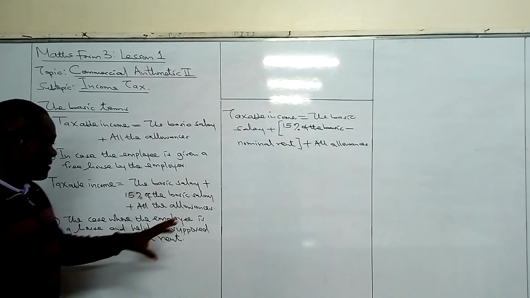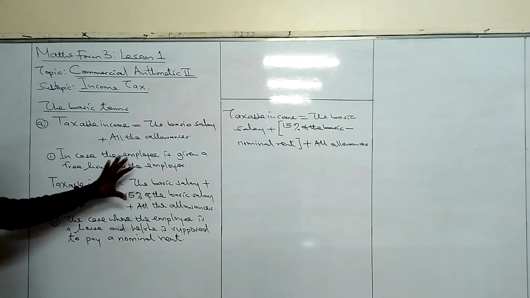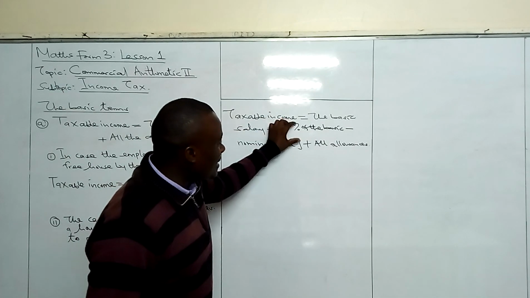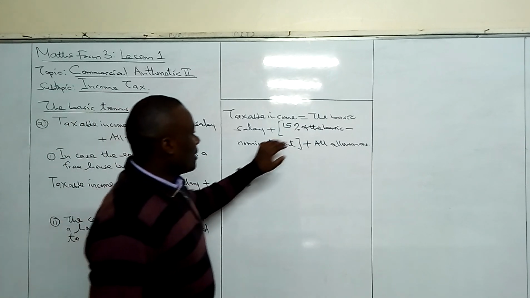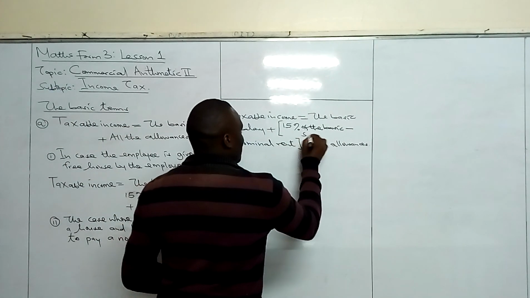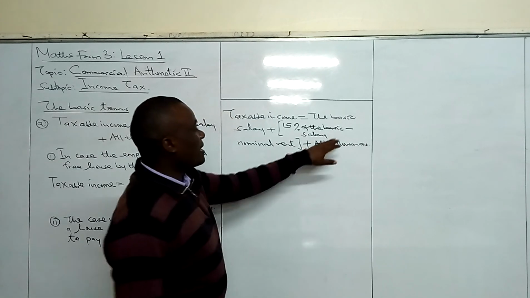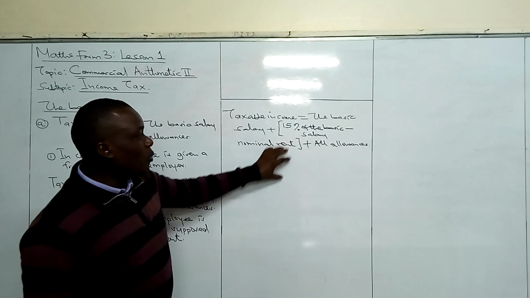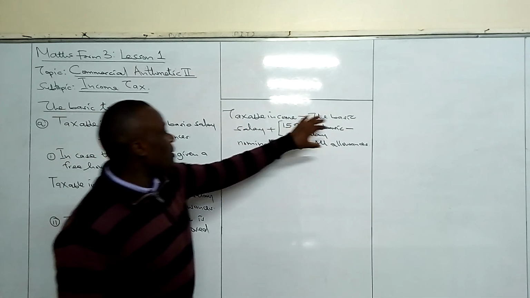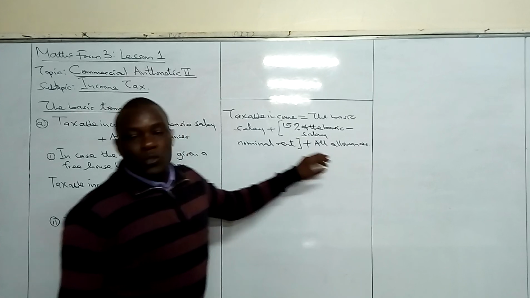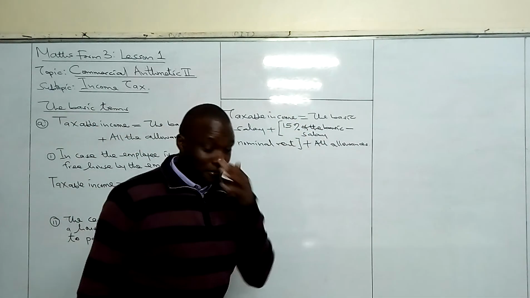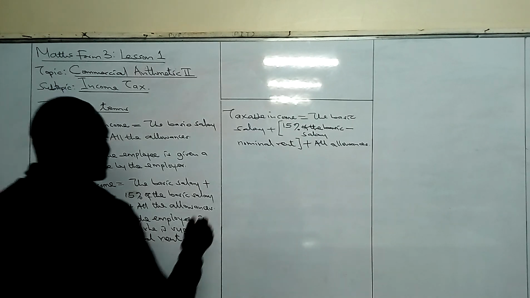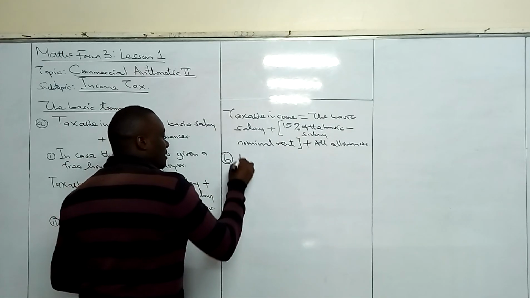So that's the difference. It resembles the case where you are given a free house, but here once you obtain 15% of the basic salary, you must remember to remove the nominal rent. So what you obtain is what you add to the basic salary and the allowances to obtain taxable income.